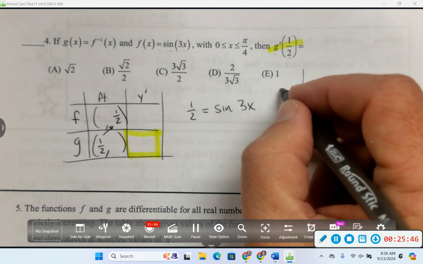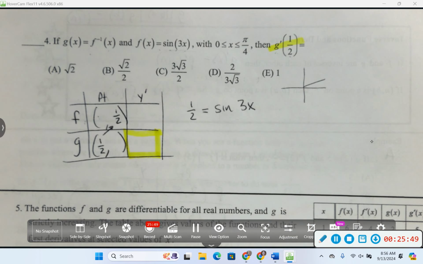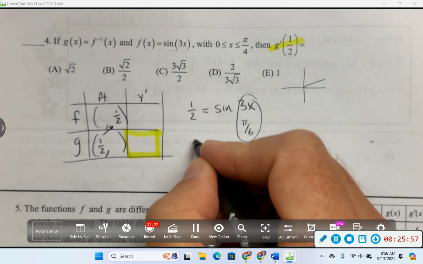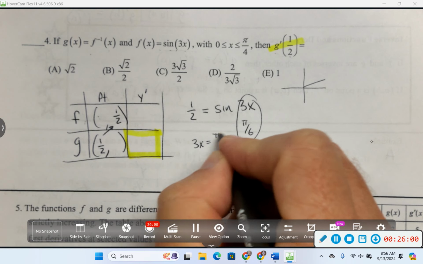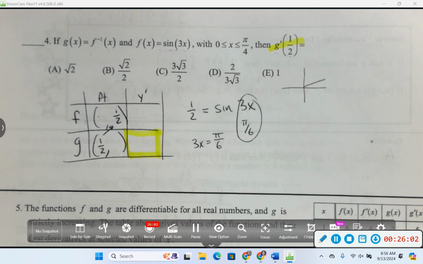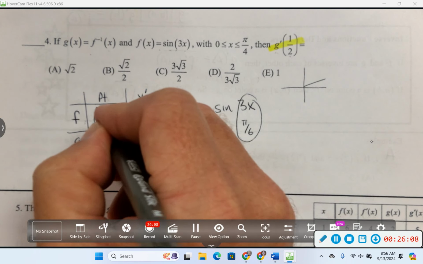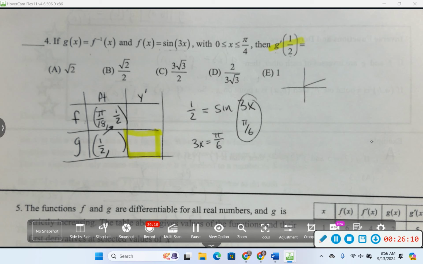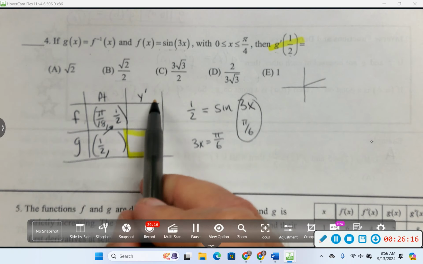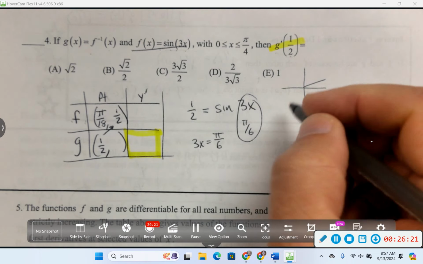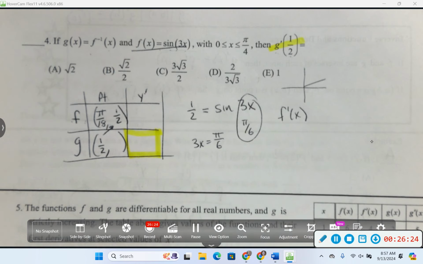So, that's the one I gave at the very beginning. The sine is equal to 1/2 at pi over 6. So that means I need 3x to be pi over 6. So that means x is pi over 18. Lovely. Okay, but I'm getting close. Now I want to find the derivative of f at pi over 18. So I guess job 1 would be find the derivative of f.